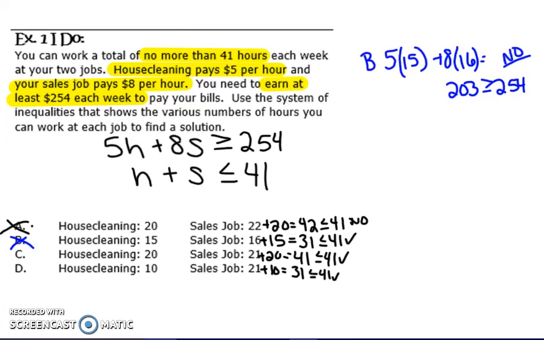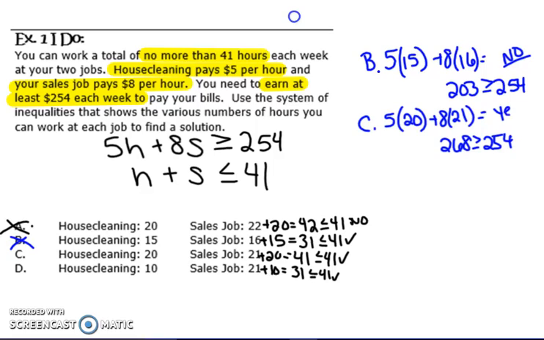If we look at C, we're going to take 5 times my house cleaning hours, which is 20, plus 8 times my sales job, which is 21, and that gives me a total of 268. Well, is 268 greater than 254? Yes, so that is one solution.